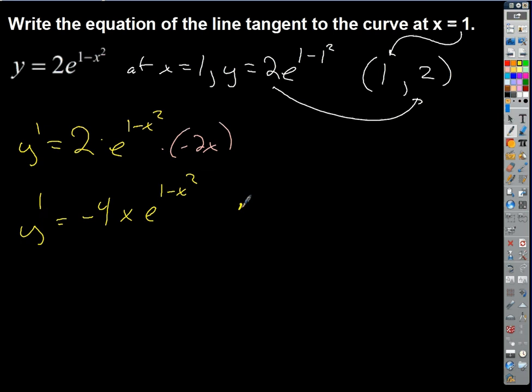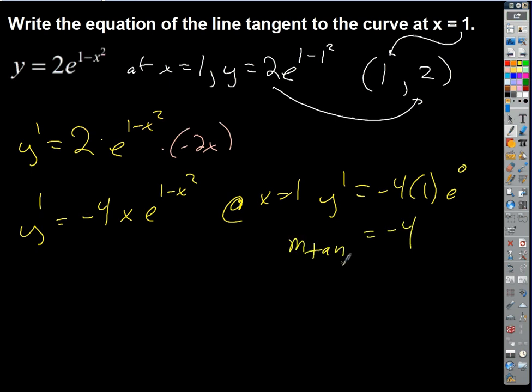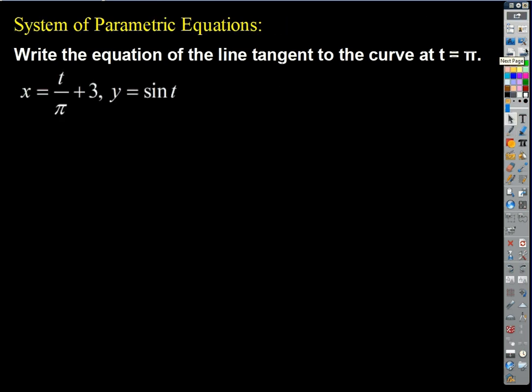So at x equals 1, y prime equals negative 4 times 1 times e to the 0, which is -4. So that's the slope of our tangent line, and now we're good. Now it's a piece of cake. We have a point, we have a slope, no big deal. Okay, last one. How about something like that?